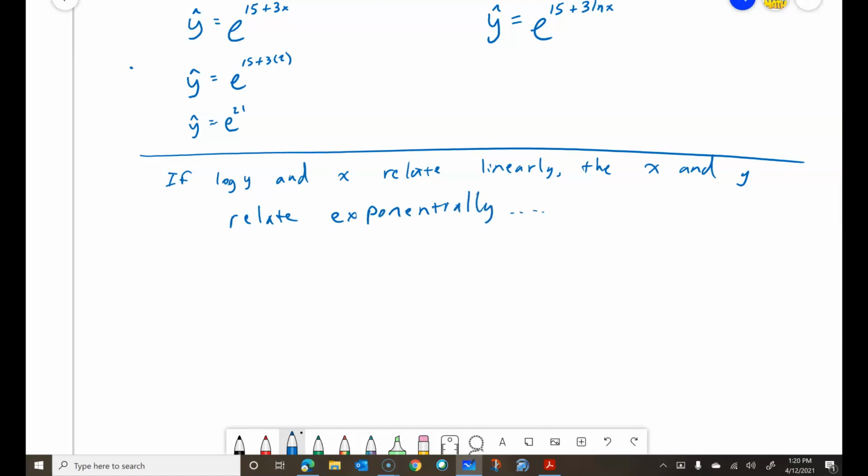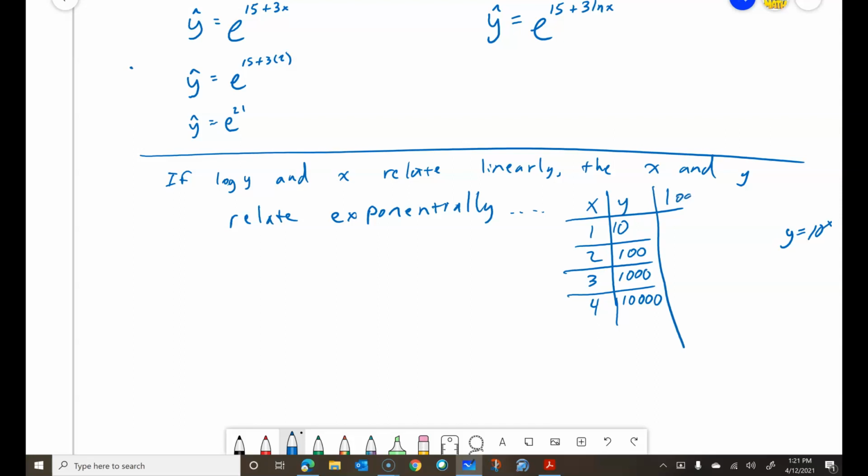I'll give you a very basic example of this. Here is a situation where I have x and y, and I'm going to have them relate exponentially. So when x is 1, 2, 3, and 4, y is 10, 100, 1000. So hopefully you can see the relationship here is that y is actually equal to 10 to the x. That's an exponential situation.